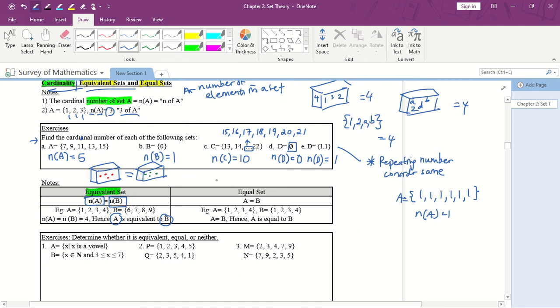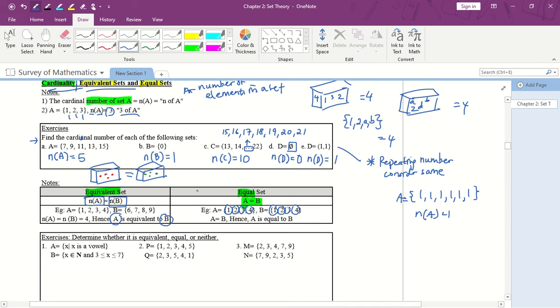However, if you want to say that this and this are the same, that they are equal, then you need to make sure that everything is the same. It means that the elements inside also need to be the same. So for example, look here. A is equal to {1, 2, 3, 4}, and B is also equal to {1, 2, 3, 4}. So since A and B are the same, A is equal to B. So remember, equivalent doesn't care about what the elements inside the box are. As long as it has the same number, we call it an equivalent set. But an equal set should be exactly equal.